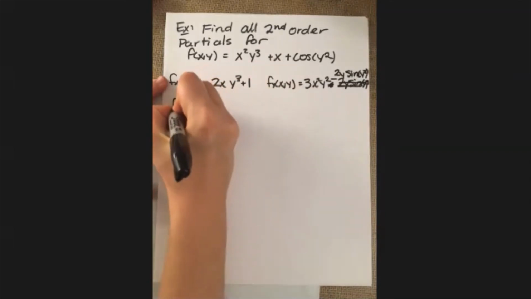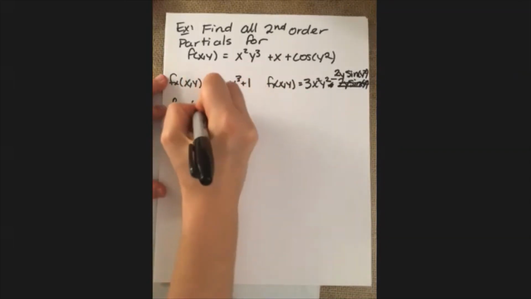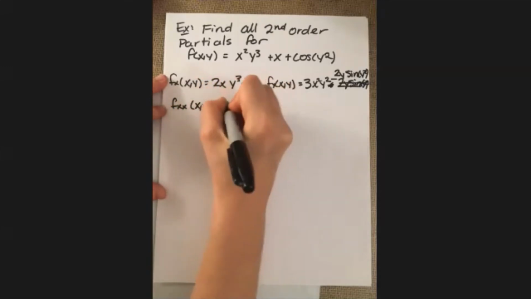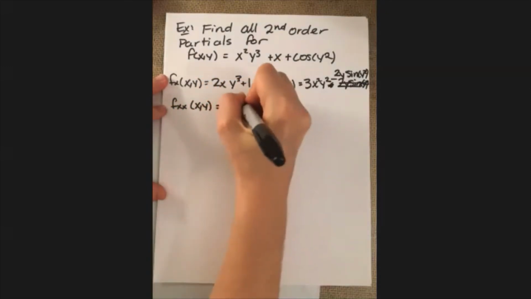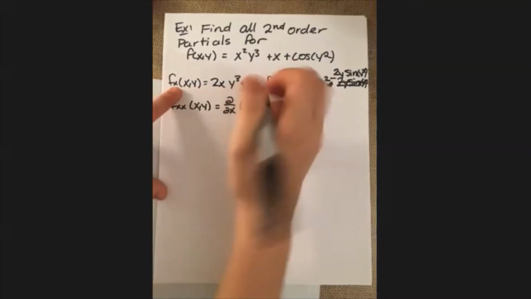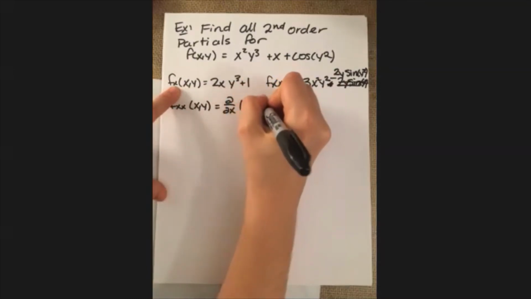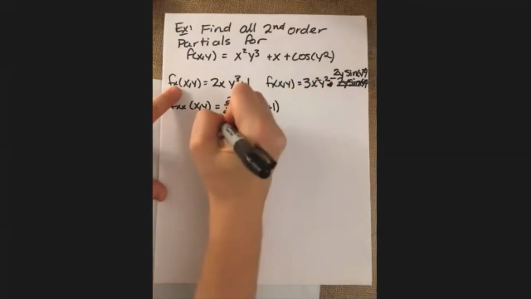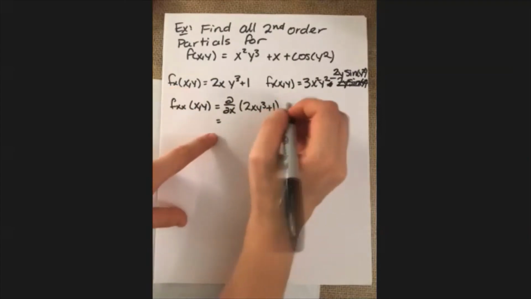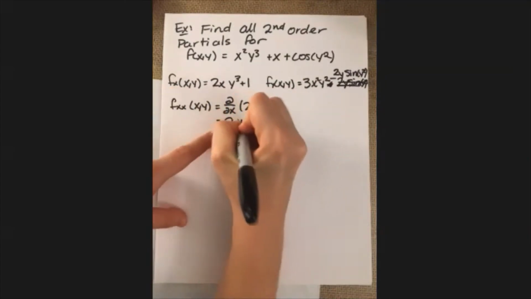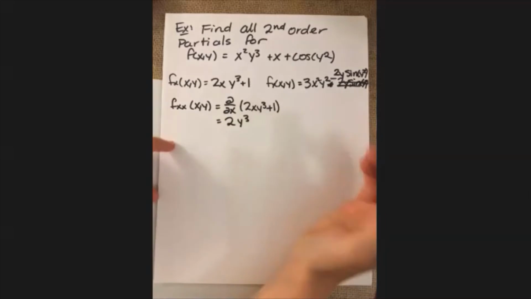So we'll start with fxx, xy. So this is the partial with respect to x applied to this right here, 2xy cubed plus 1. And that is just equal to 2y cubed, and then the 1 goes away.